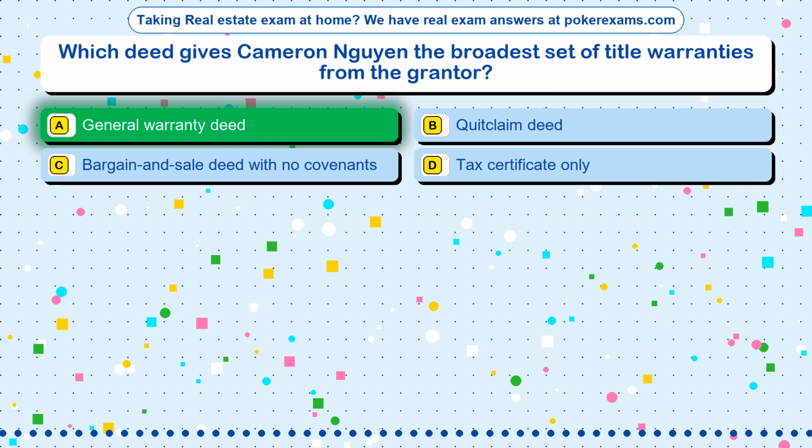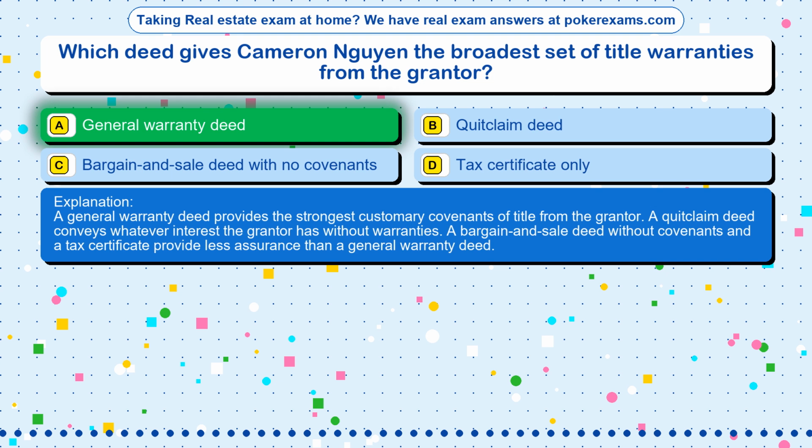The correct answer is option A, general warranty deed. A general warranty deed provides the strongest customary covenants of title from the grantor. A quitclaim deed conveys whatever interest the grantor has without warranties. A bargain and sale deed without covenants and a tax certificate provide less assurance than a general warranty deed.